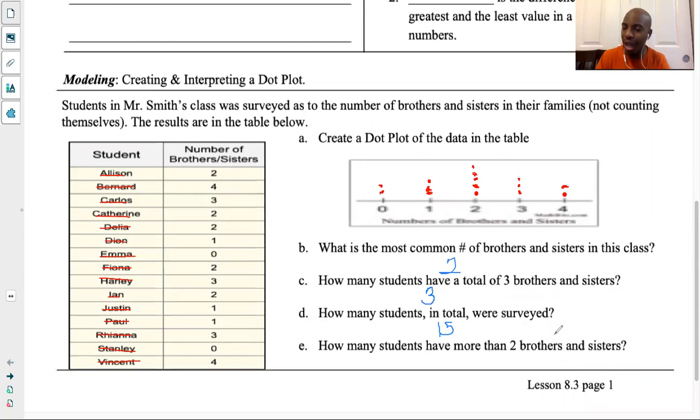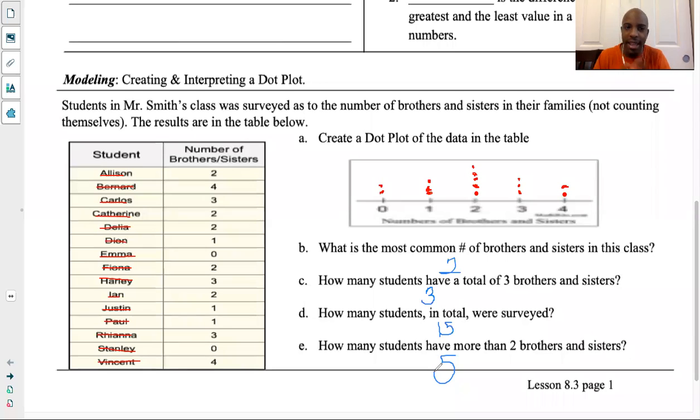You're going to see the word at least in this worksheet, or at most, one of the 2, and I underline them for you. And that means you need to recognize that that's meaning an inclusion of that particular type of number. Okay? Now, how many students have more than 2 brothers and sisters? I would say 3 and 4. You got to add them together. So 1, 2, 3, 4, 5. There are 5 students that have more than 2 brothers and sisters. Okay?